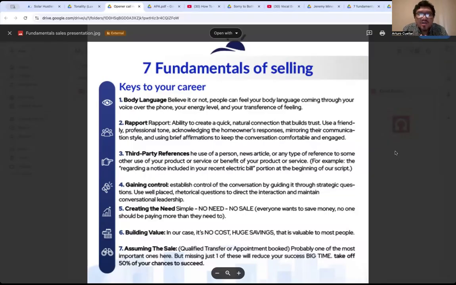If you guys want to look it up online, we take these seven principles: body language, rapport, third party, gaining control, creating the need, building value, and assuming the sale. You will find these seven fundamentals as part of our script. Let's go over each fundamental real quick.